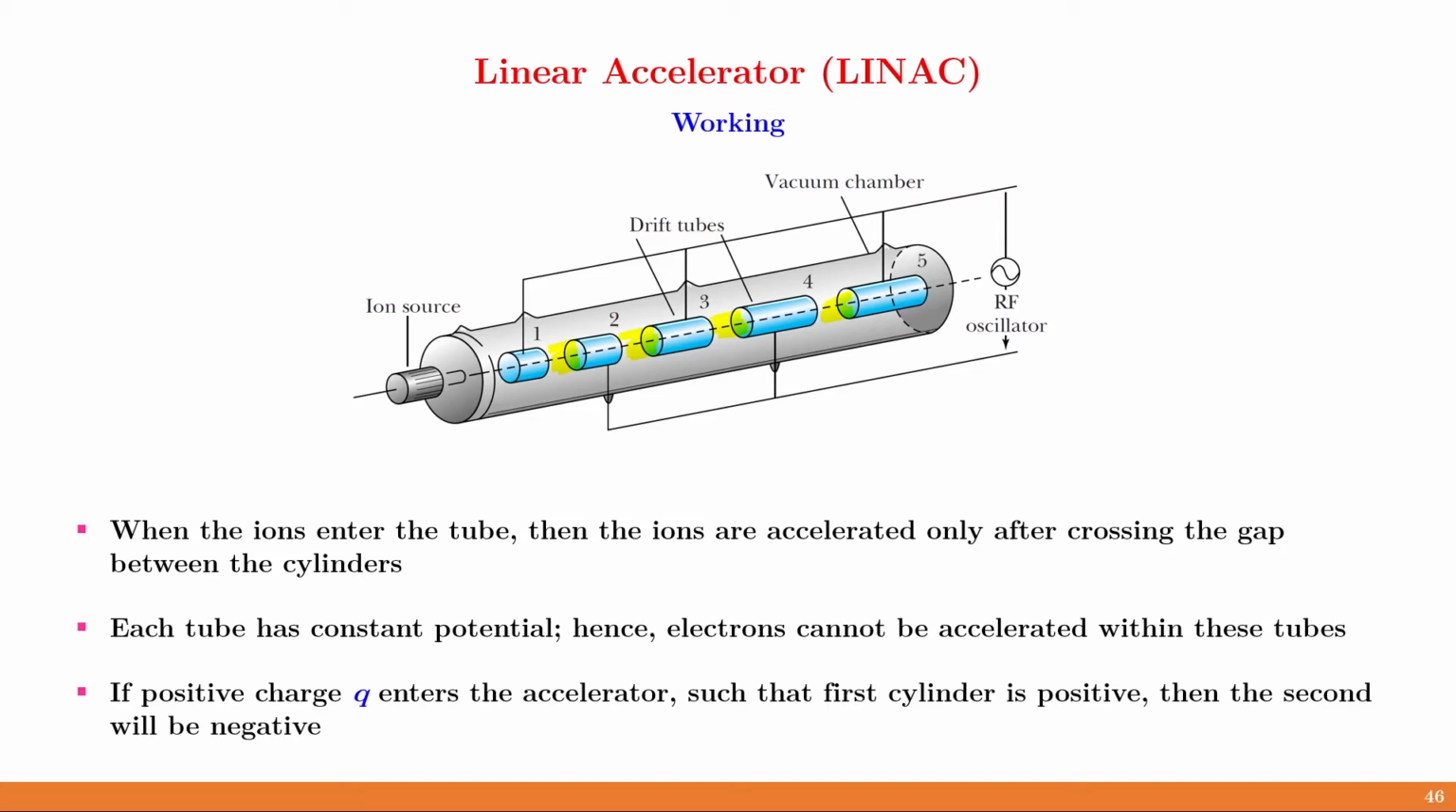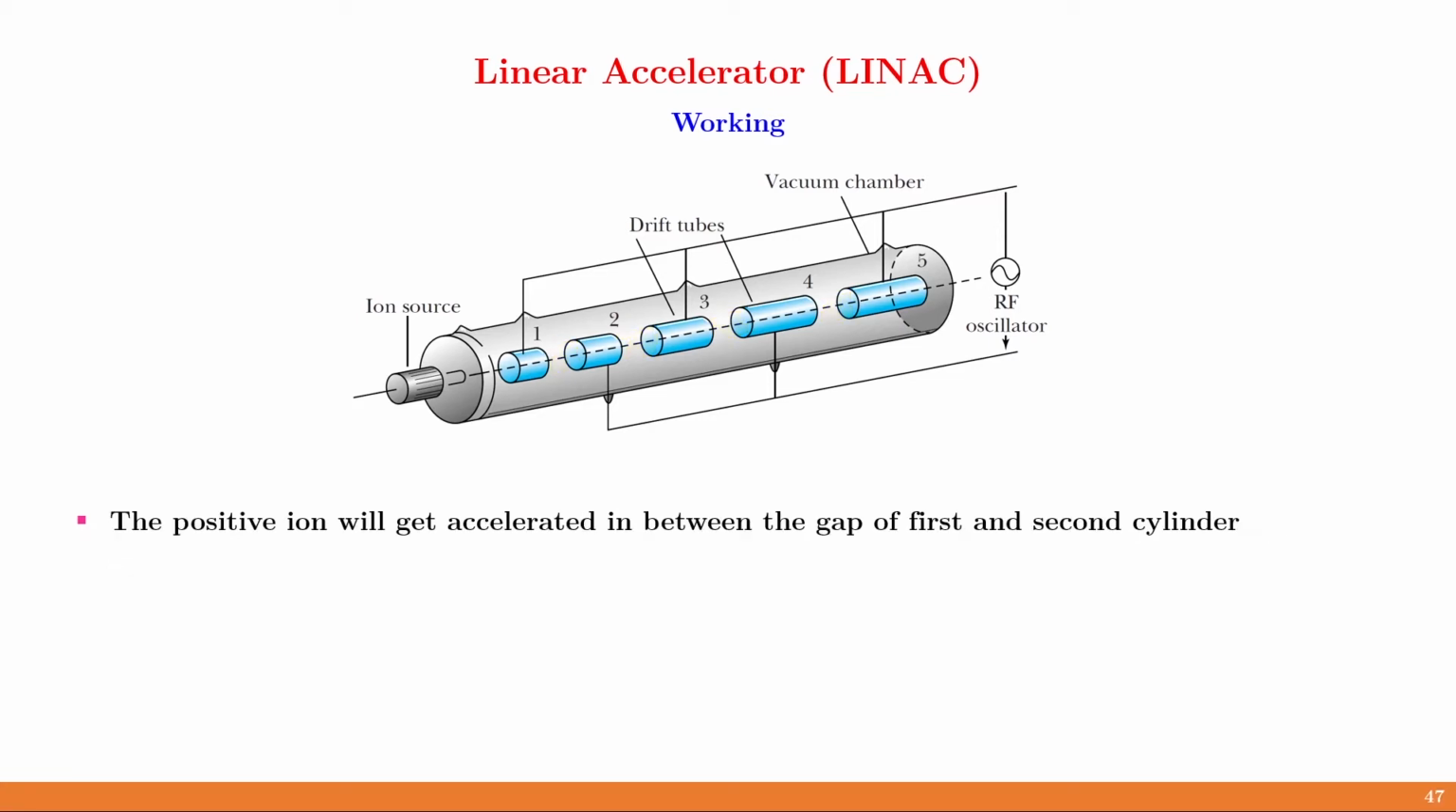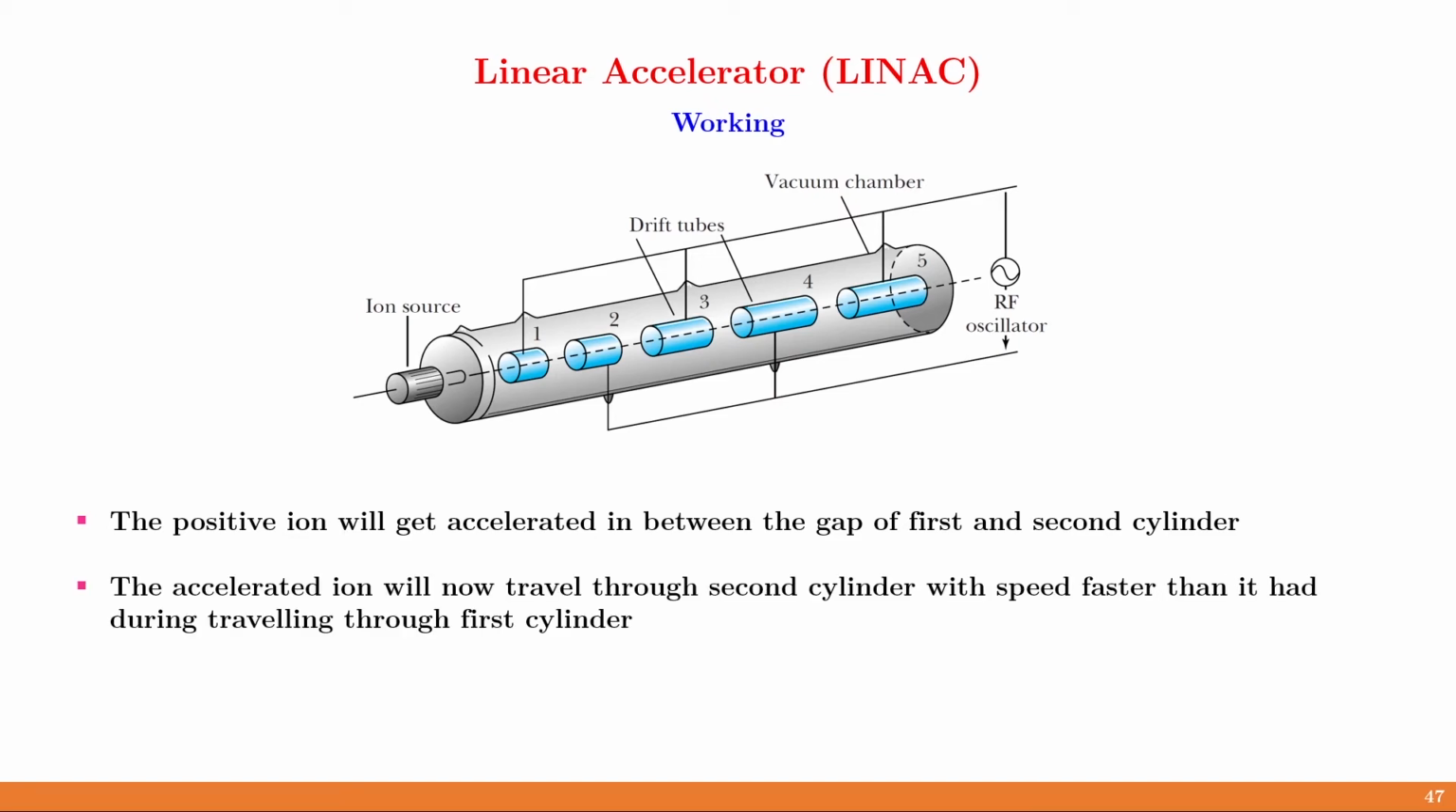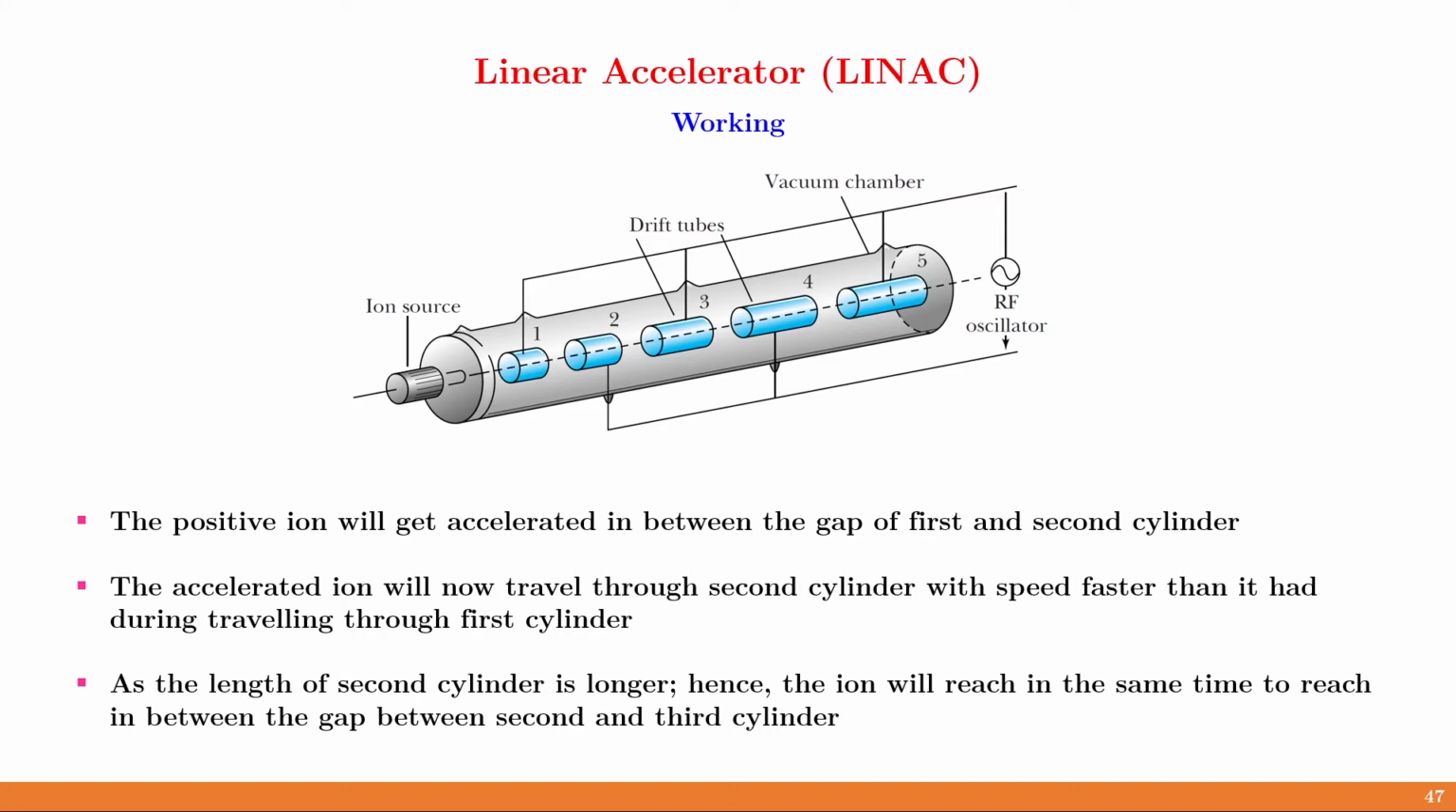If a positive charge Q enters the accelerator such that the first cylinder is positive, then the second cylinder will be negative. The positive ion will get accelerated in the gap between the first and the second cylinder. The accelerated ion will now travel through the second cylinder with a speed faster than it had while traveling through the first cylinder. As the length of the second cylinder is longer, the ion will take the same time to reach the gap between the second and third cylinder.